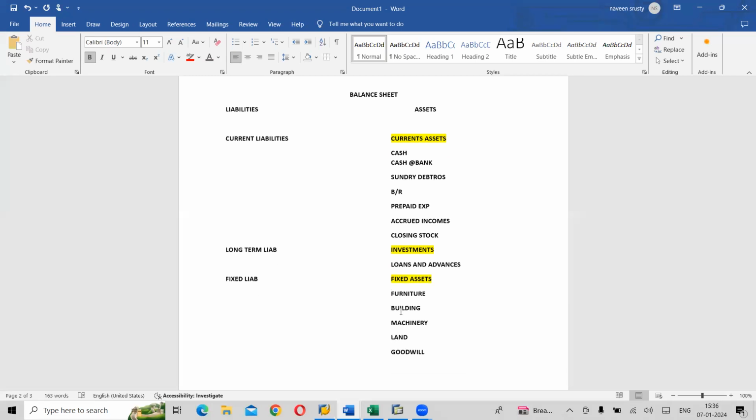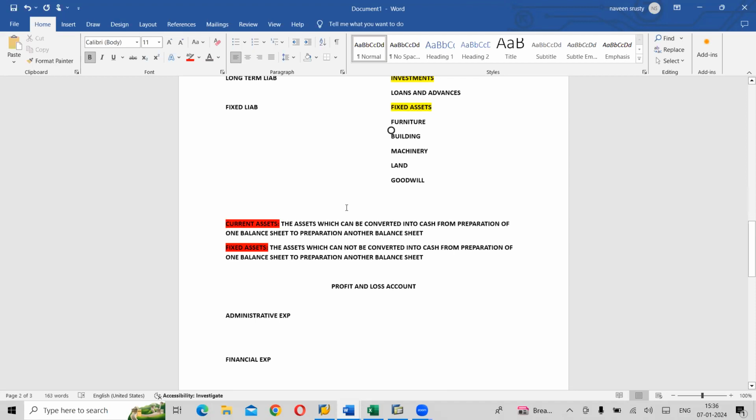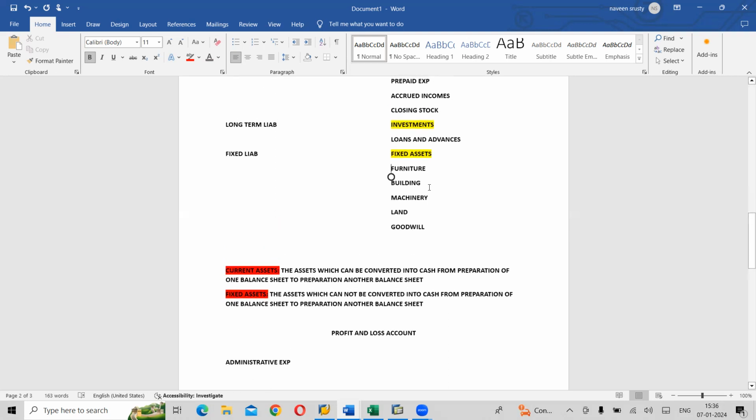See, here we are making it very clear: current assets are the assets which can be converted into cash from preparation of one balance sheet to another balance sheet. These assets also can be converted, then why are they not current? It can be converted, right? Very much it can be converted. Yes or no? Yes. But again, I'll tell you, there is a simple hairline difference here.